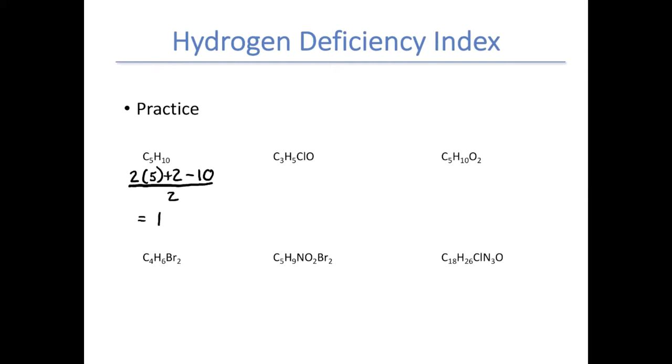Looking at my next formula, C3H5ClO. I do the same process, 2 times 3 for my number of carbons, plus 2. Subtract your number of hydrogens, subtract your halogen, and oxygen we ignore. Take all that, divide it by 2, you should end up with an HDI of 1. So again, this means this compound has to contain either 1 ring or 1 pi bond.